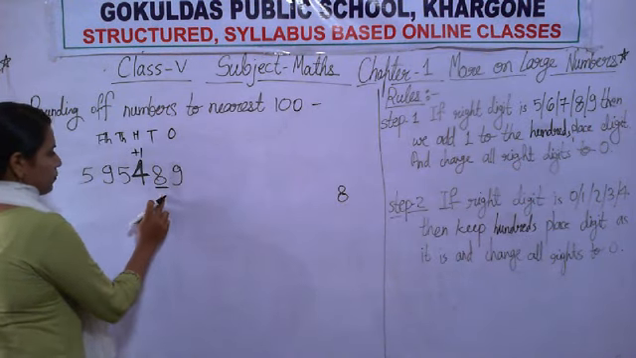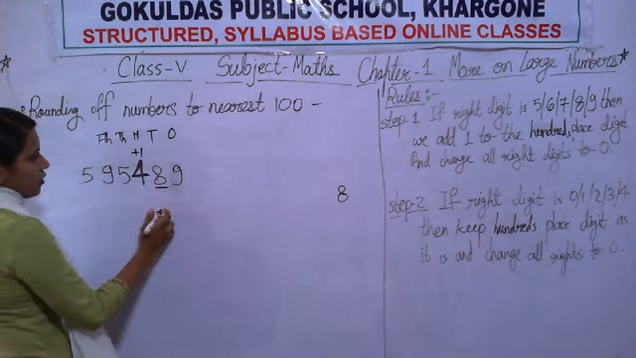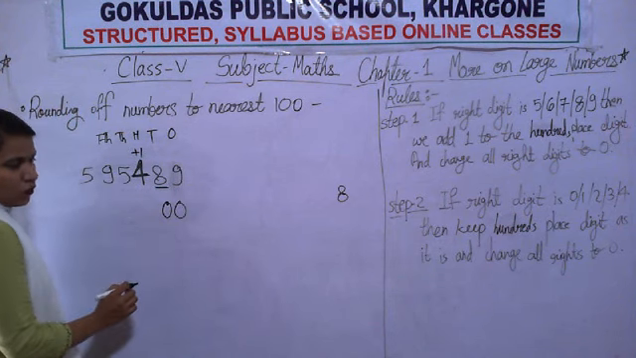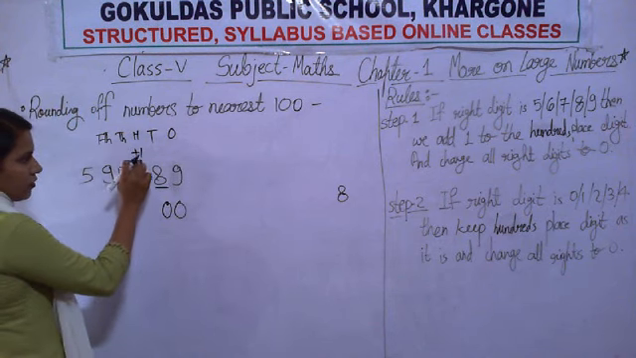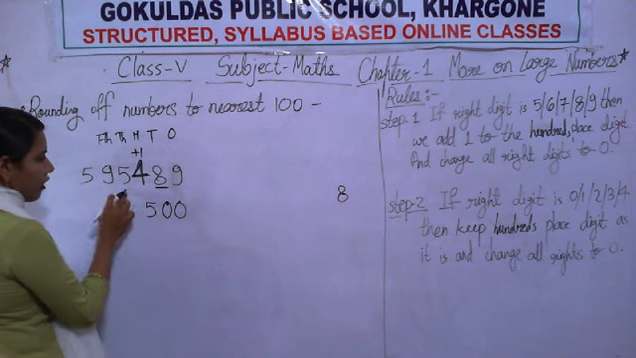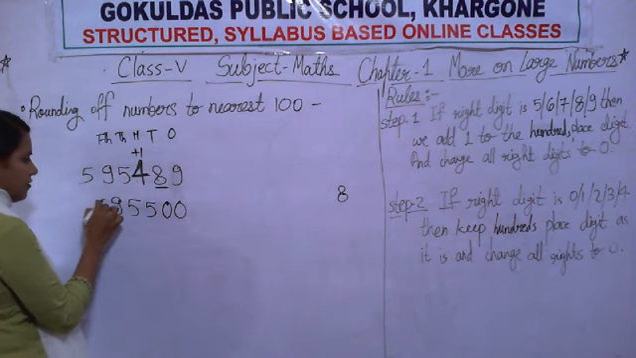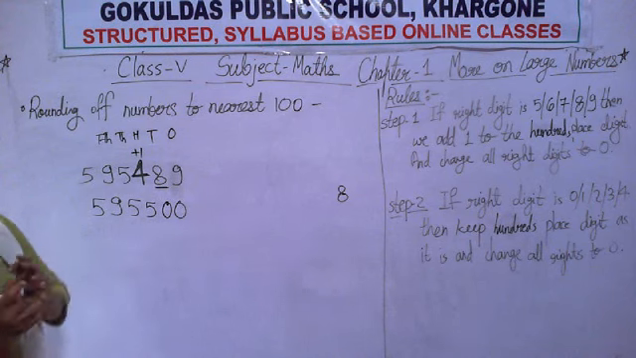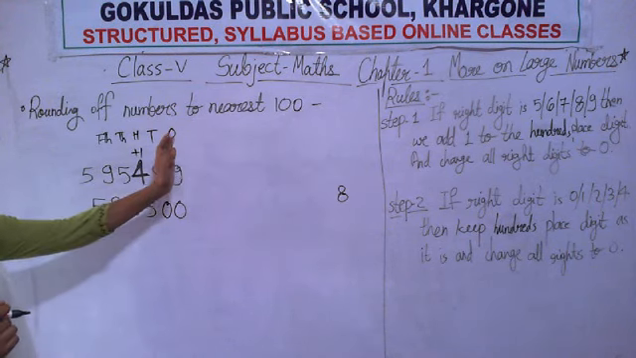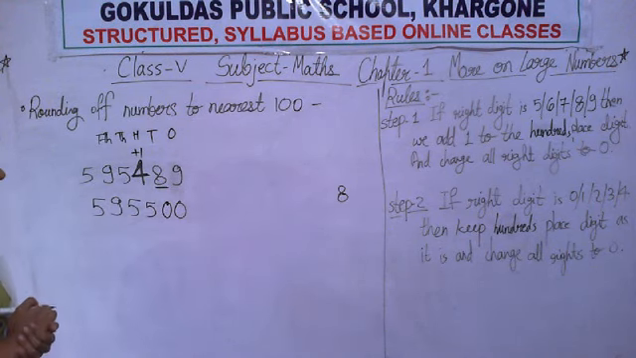So what will you do? These were 2 right digits. You will change these digits to 0. Add 1 to 4. 4 plus 1 is 5, and the remaining digits write as they are. So this is how you get the rounded number to the nearest 100, right?